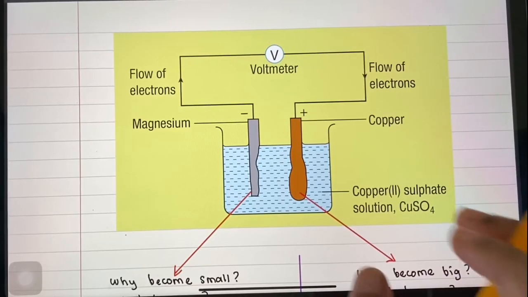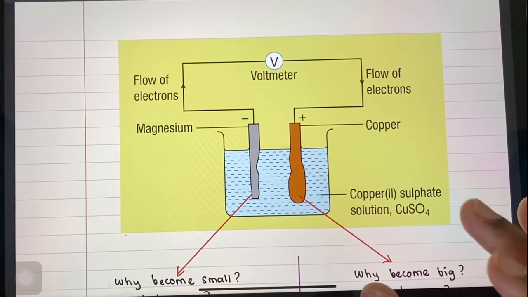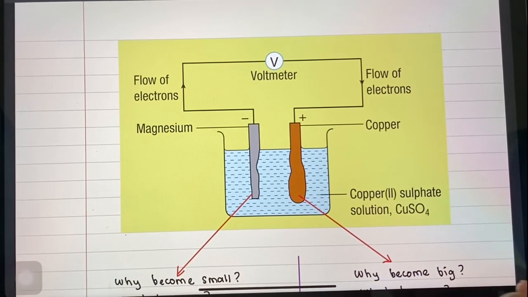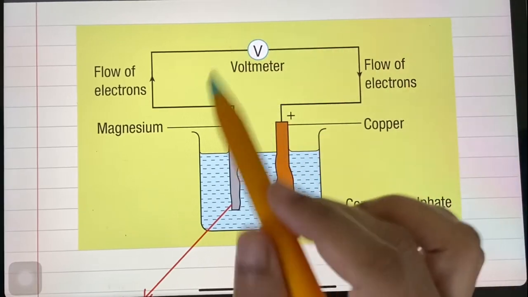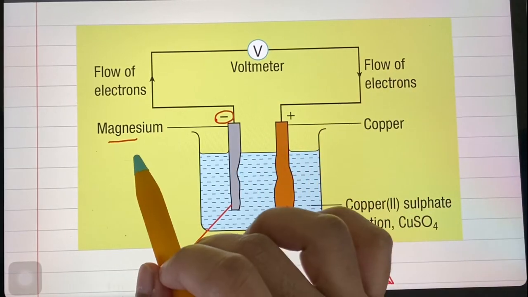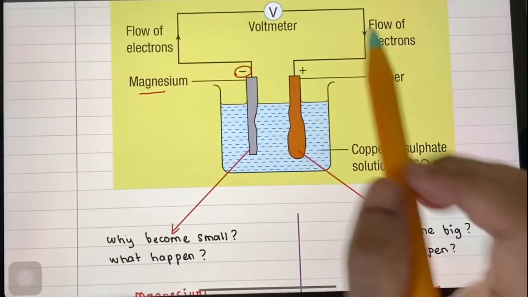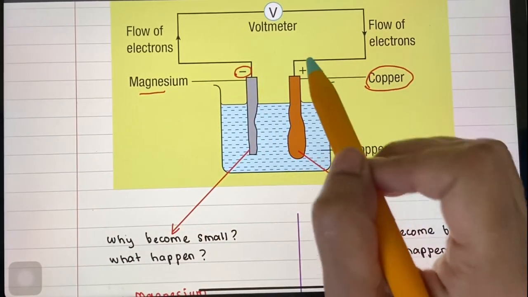So now we go to this page. Actually, this page is about the things that happen after we carry out this chemical cell. Alright, so as you can see here, magnesium is the negative terminal. Why do we choose magnesium as the negative terminal? Because we can see that we have magnesium and copper. Magnesium becomes negative, copper becomes positive.